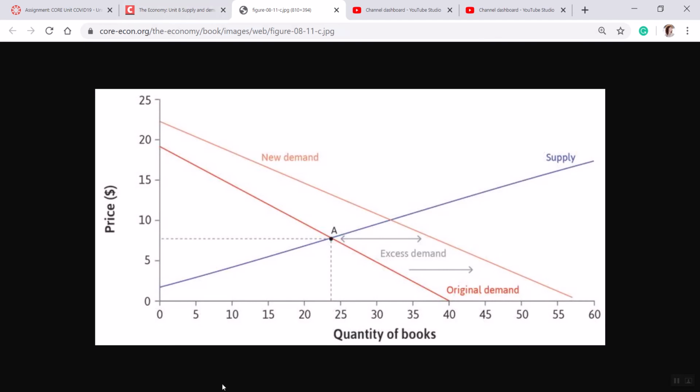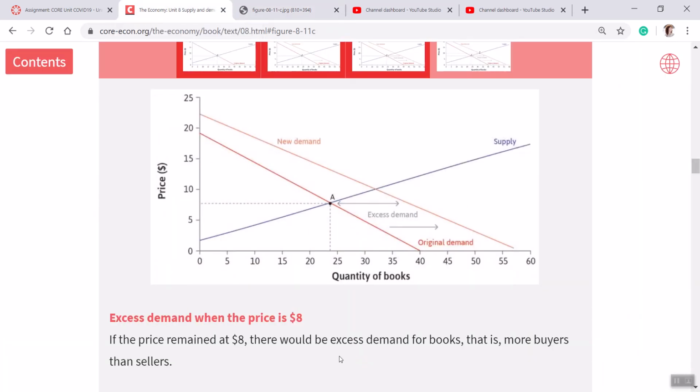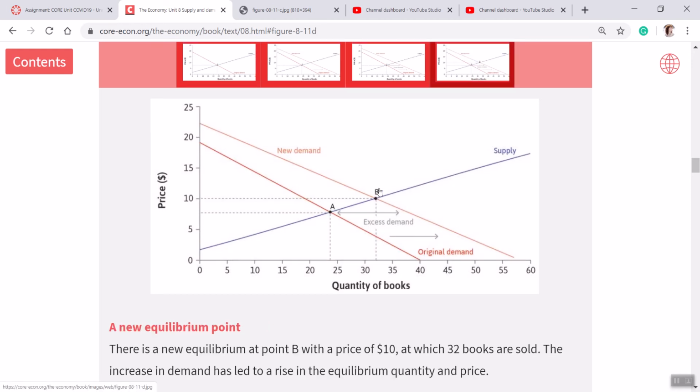Okay, so going back, I'm just going to go back to here. Then what we have is a new equilibrium point. What is possible is we have our new demand line, and now we have our intersection with the original supply curve. What we see now is at a price of $10, 32 books would get sold. And that now becomes my maximum amount sold at the highest price possible. That's my new equilibrium.